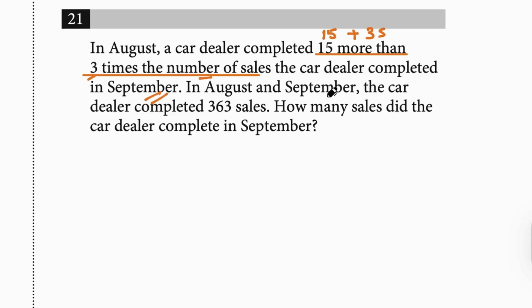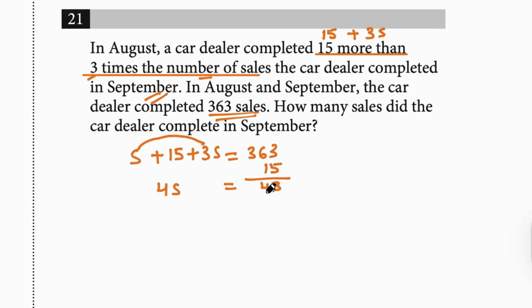So S is the sale in one of the months, and in the other one it is 3S plus 15. That means combined sales in August and September: the car dealer completed 363 sales. That means it is for both months, one is August and another is September. These are like terms. Combining, 4S plus 15 is 363. Subtracting 15 on both sides, that is 348. Dividing by 4 on both sides, S is 87.